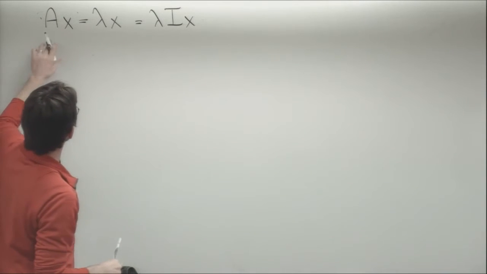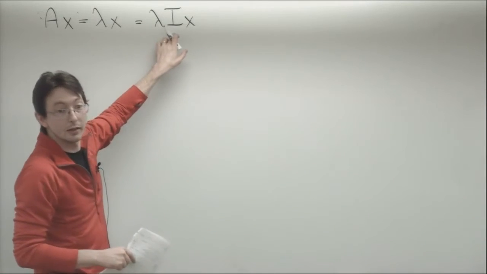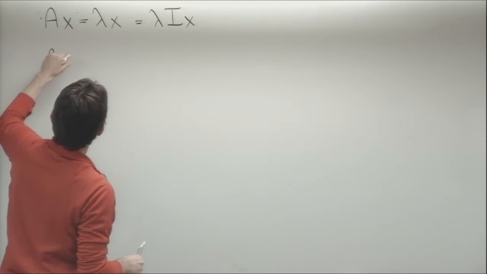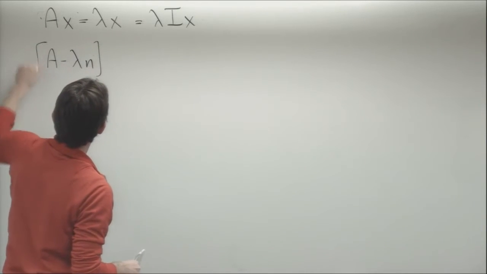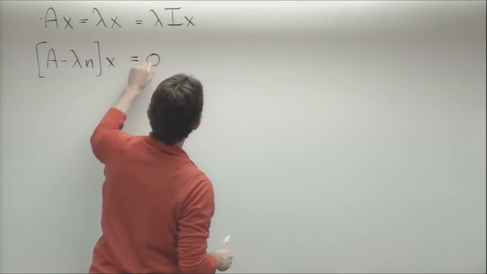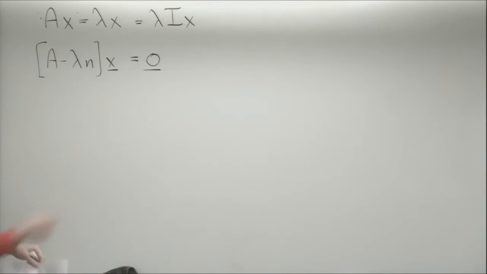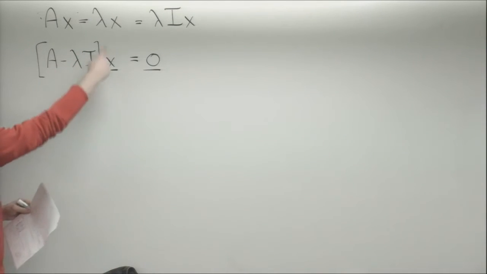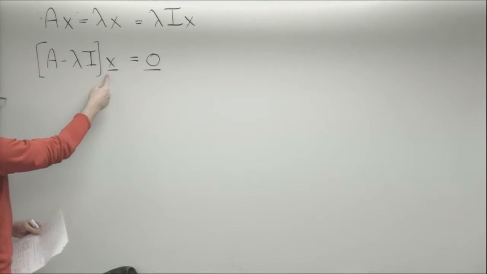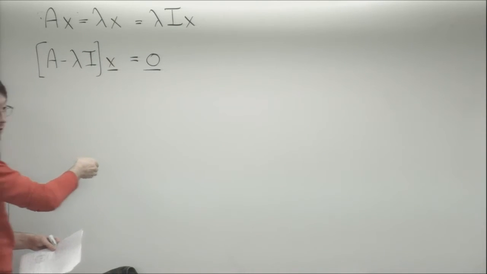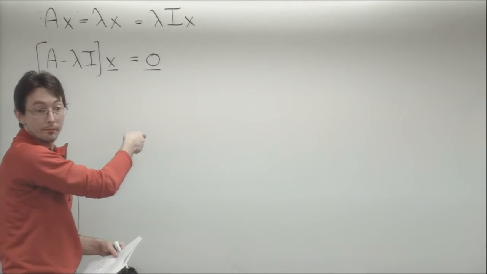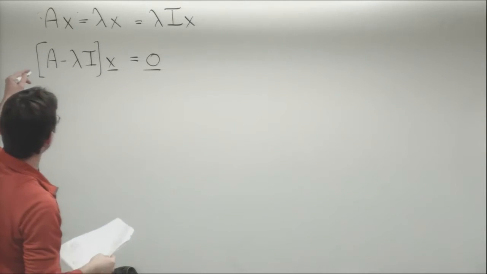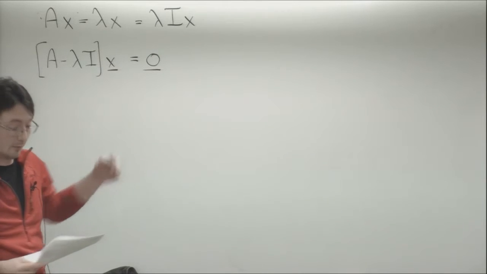What this allows me to do is that now A and lambda identity are both n by n matrices. So I can say A minus lambda I, times x, equals a 0 vector. So this is an n by n matrix, and if I multiply it by a column vector, I get another n-dimensional column vector, and that has to equal the 0 vector. Every row of this equation has to equal 0. This is the useful form of the eigenvalue equation for actually doing math.